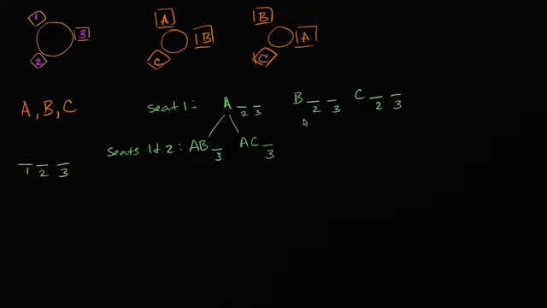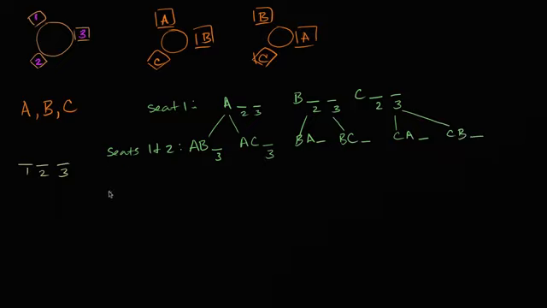Now what about when B is in seat 1? Well, we could put A in seat 2, and we still need to figure out who's in seat 3. Or we could put C in seat 2, and we still need to figure out who's going to be in seat 3. And then finally, let's look at C, where C is in seat 1. Well, you could either put A in seat 2, or you could put B in seat 2.